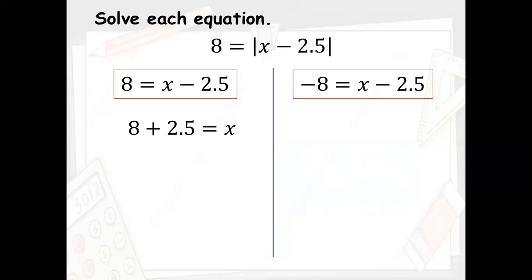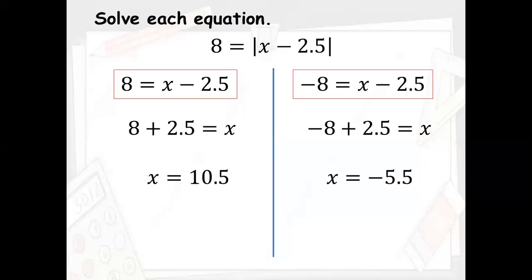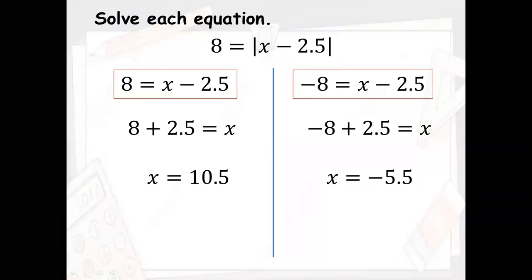Okay, now this is going to be 8 plus 2.5 equals x, so 10.5 equals x. Right, the next side you have minus 8 plus 2.5, because the minus 2.5 will come to this side. So that will give you x is equal to 5.5. Okay, so hopefully that explanation part is easy for you. So let's start practicing some questions so that you will understand this lesson better.